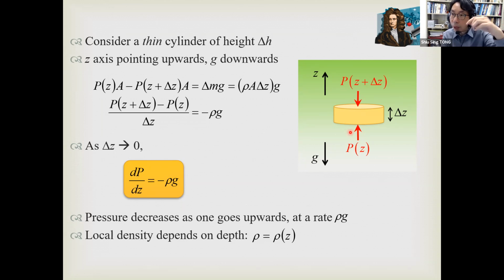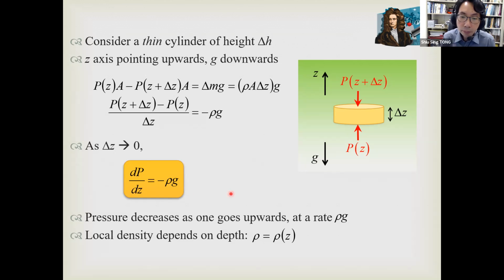But it is acted on by an upward and a downward pressure: an upward pressure from the bottom of the cylinder and a downward pressure from the top of the cylinder. But it happens that the upward pressure is slightly larger than the downward pressure. So it supports the weight of that cylinder. And so that describes the change in pressure over the height by this equation.